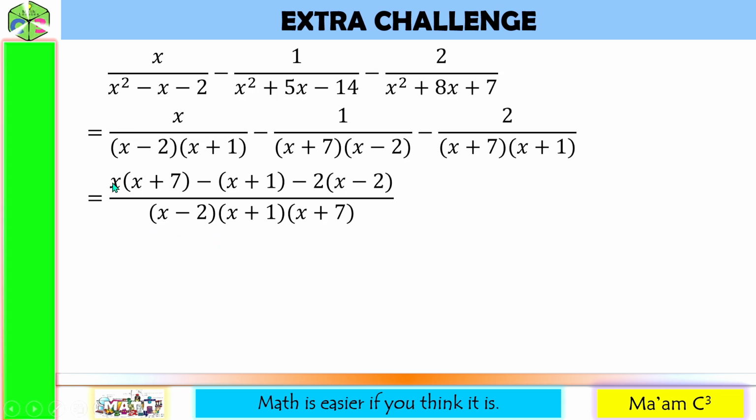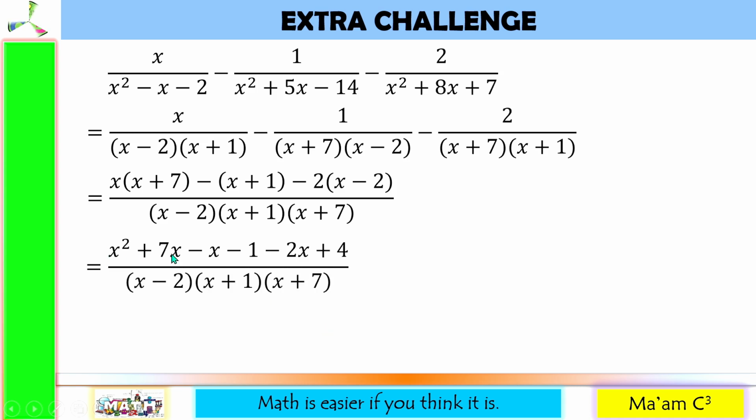Now let us distribute. X times x is x squared. X times 7 is 7x. Negative times 1x is negative x. Negative times positive 1 is negative 1. Negative 2 times x is negative 2x. Negative times negative 2 is positive 4. Let's copy our LCD. Let us simplify this.